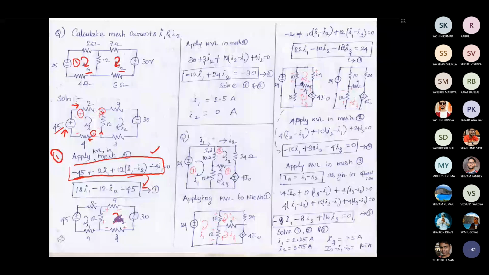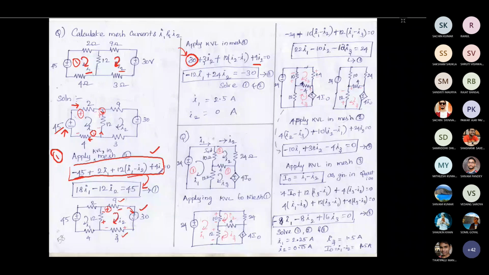As per the current direction, we have chosen the positive polarity for the voltage of all the resistors. Now for the 9 ohm resistor and the 3 ohm resistor, only the current I2 is flowing. So the current is going to enter the positive polarity of this 9 ohm resistor, so it is written as plus 9I2. Then for the 30 volt source, the current is going to enter the positive polarity, so you will get the 30 volt here.